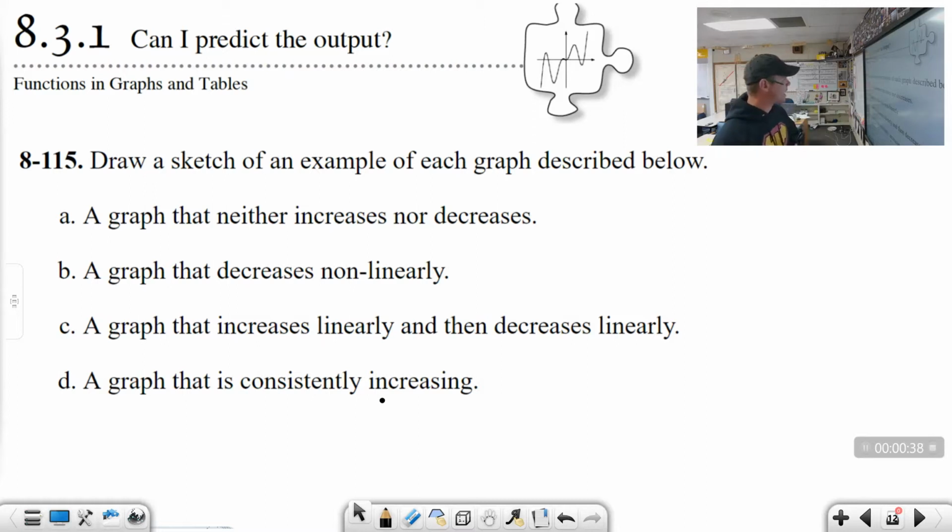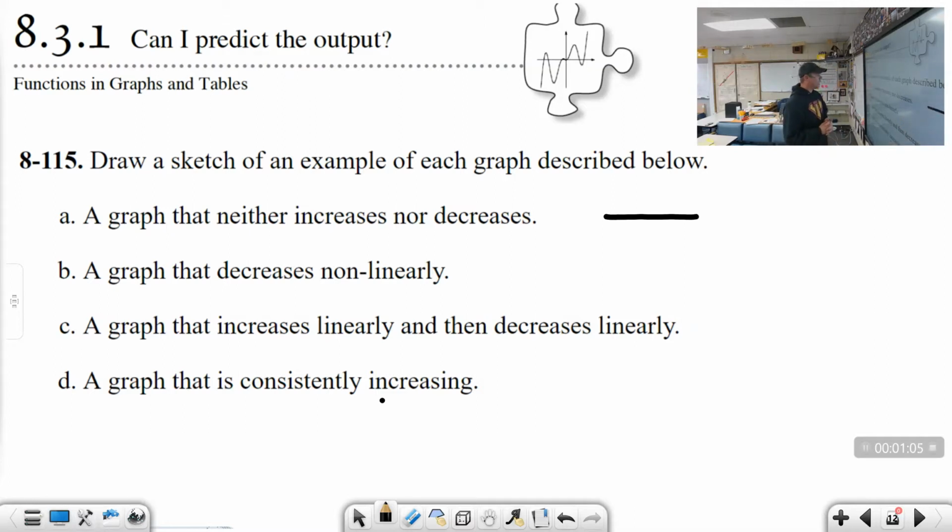In problem 8-115, draw a sketch of an example of each graph described below. So in the first one, a graph that neither increases nor decreases. Draw a line in such a way that it is not going uphill, it is not going downhill. Okay, you should have drawn a line that does this.